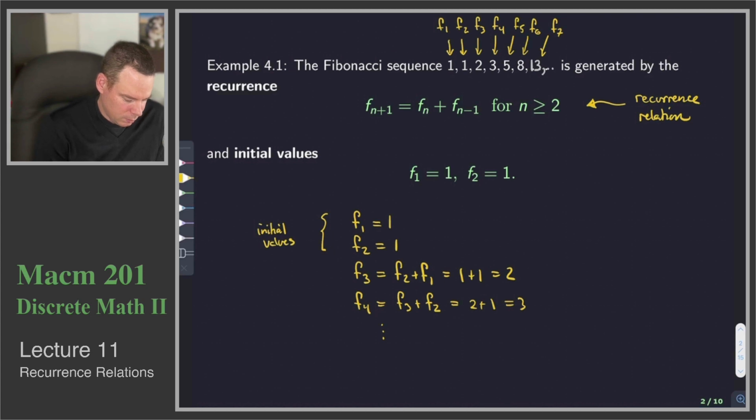These were our initial values. And then the subsequent terms we got by using the recurrence relation. In the first case we took n equal to 2, and then we took n equal to 3, and so on to generate the sequence.